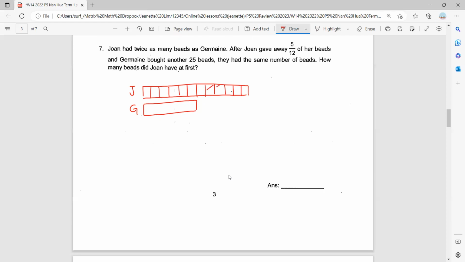Joan gave away 5 units. So this is given away. And Jermaine bought another 25 and they had the same number. So this is 25 to get the same number. As you can see, let me split the rest up so that the units are of the same size. See that 25 is actually 1 unit.